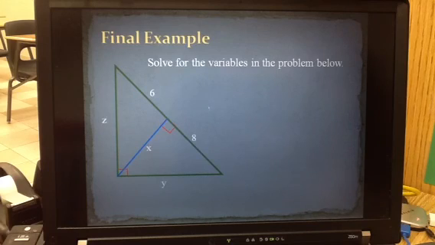Okay, so here's your final example. I'm going to let you try the final example and see if you can get the right answers. I'm not going to work it out for you, and we will go over that in class tomorrow.